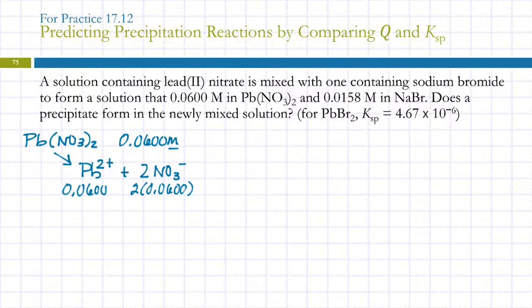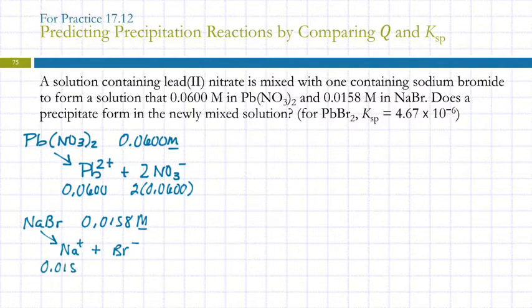The other one is sodium bromide, and that is 0.0158 molar. And that's got sodium ions and bromide ions. What are the concentrations of those ions? The same as the sodium bromide. So they're both going to be 0.0158.